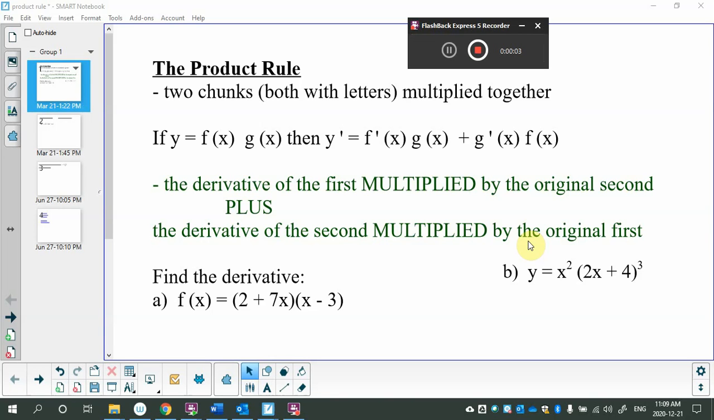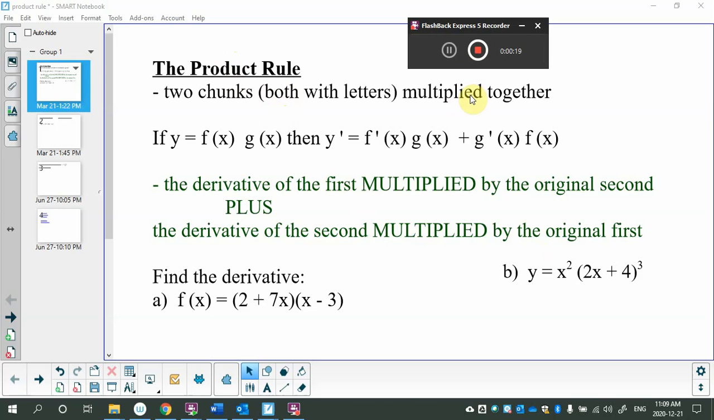All right, well, we're back with a bit of a rule that's on steroids. There's two parts, but I'm going to make it 2.5. So this is called the product rule. Now, what that means is that you have something that's multiplied.